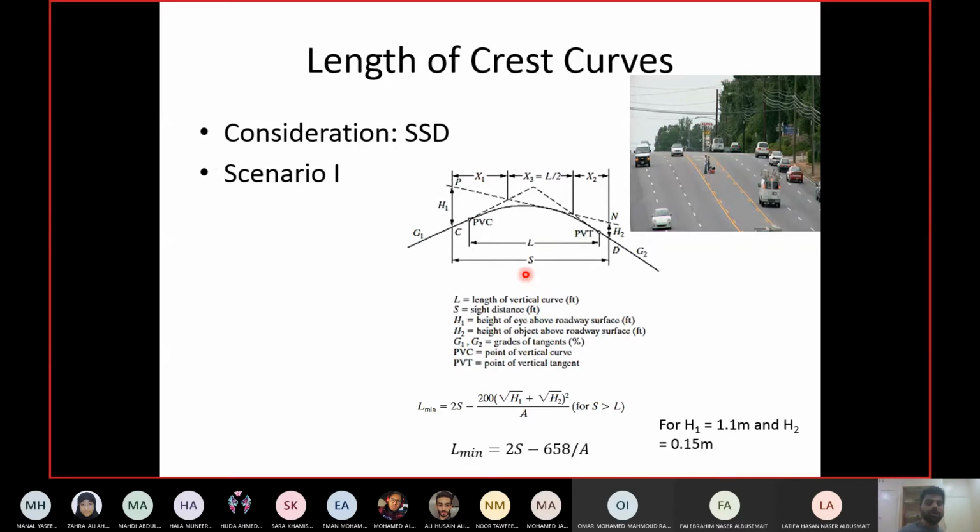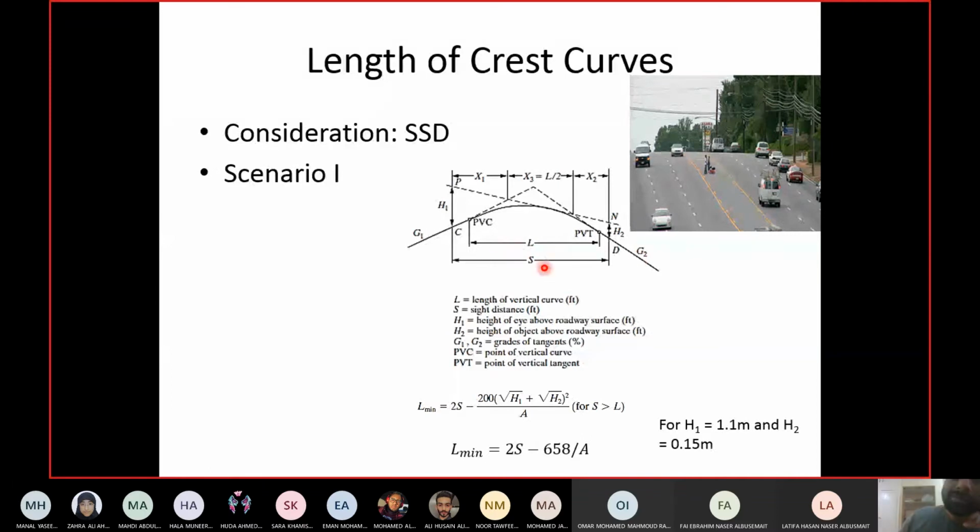Most of the time we will be providing stopping sight distances at the curves, and you have to find out the length of the curve according to that. Now you can see this is a scenario where stopping sight distance is more and the length of the curve is less. What is the length of the curve? PVC to PVT. PVC means point of vertical curve, and PVT means point of vertical tangent. PVC is the starting point, PVT is the end point. If you measure the distance from PVC to PVT, from start to end, that is the length of the curve.